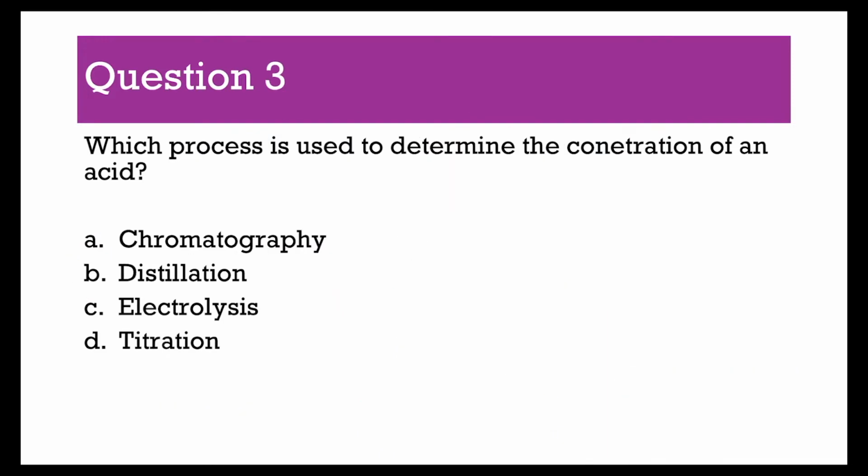Okay. Number 3 says which process is used to determine the concentration of an acid. This is a straight definition question, and this is titration.